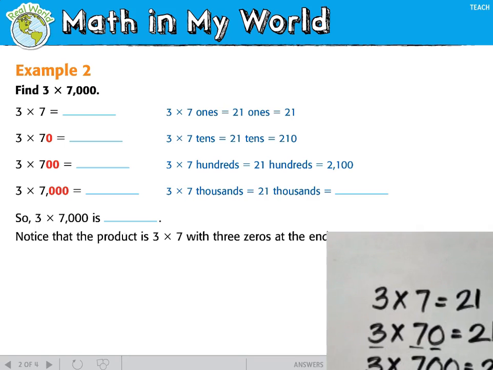Then if I want to do 3 times 7,000, again I'm going to do my basic fact, and then write 3 zeros because there's 3 zeros in my problem. So my final product would be 21,000. So 3 times 7,000 is 21,000. Notice that the product is 3 times 7 with 3 zeros at the end, because again, it's 21 thousands.